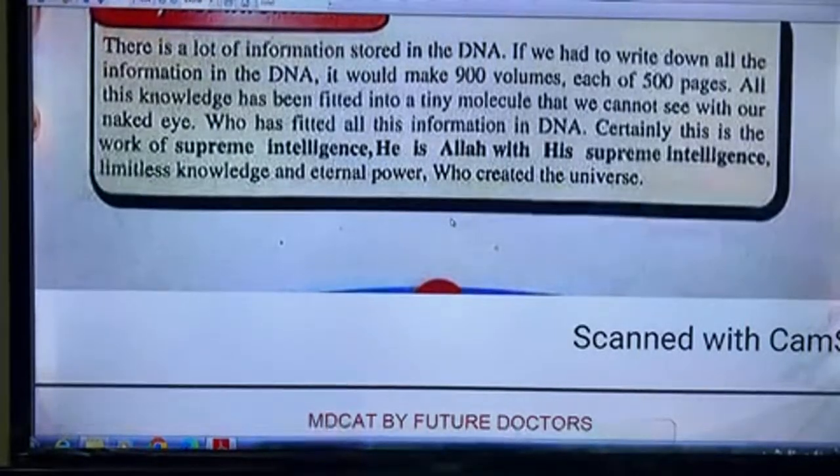Who has fitted all this information in DNA? Certainly, this is the work of Supreme Intelligence. He is Allah with His Supreme Intelligence, limitless knowledge, and eternal power who created the universe.